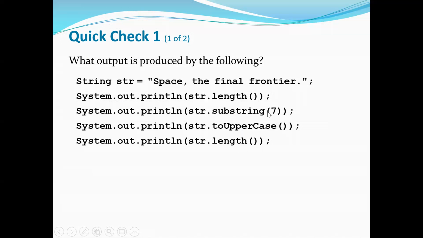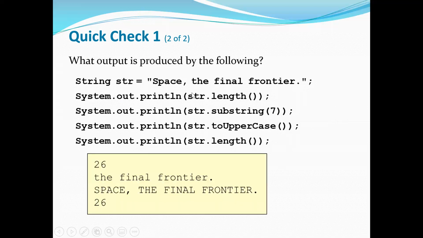Now, when we have a substring and we say 7, it means we need the first 7 characters, 0, 1, 2 dropped. But if we say 3 to 4, it means we need the 3rd index up to the 4th index. So let's see the output here. As we can see, first the length is 26. The second, we want to take a substring, only 7 characters. Then we have toUpperCase. Then we have the length again, 26.